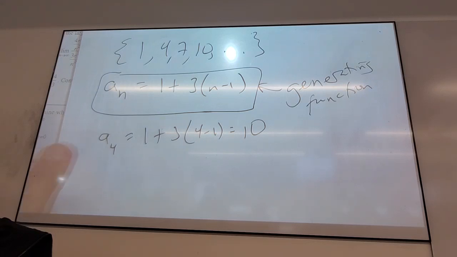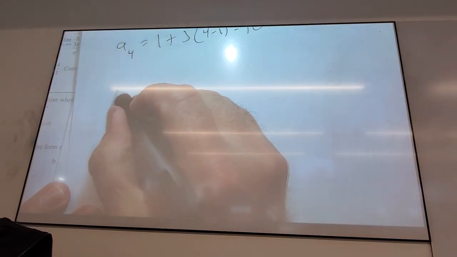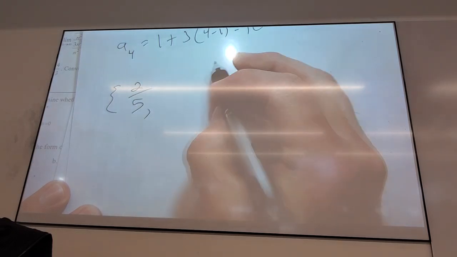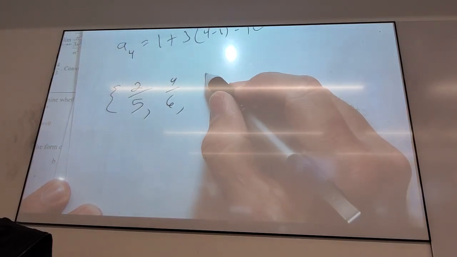Is it always easy to find this? Hell no. Right. So we did some examples. What about if I had this sequence here? That'd be nice and not reduce.